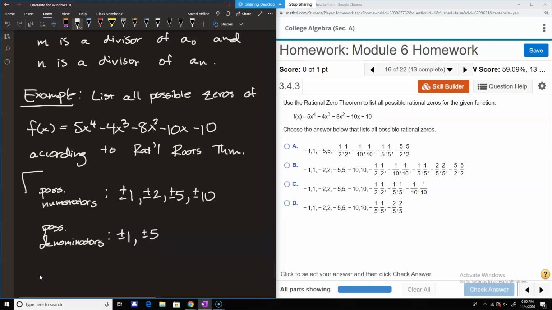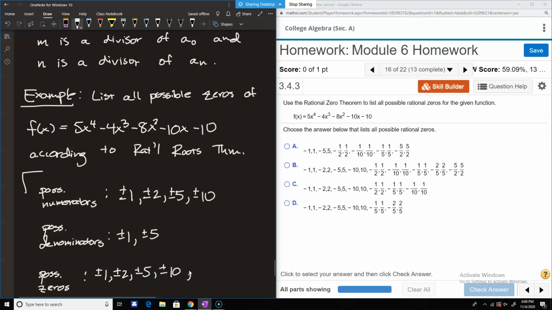So then from those two, we make the possible zeros. So this is our actual answer. The possible zeros are all the things you could put on the top of a fraction from that list and all the things you could put on the bottom. So if you put everything over 1, the top list repeats itself. So you're always going to have the top list again, plus and minus 1, plus and minus 2, plus and minus 5, plus and minus 10.